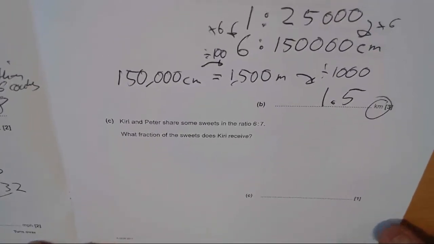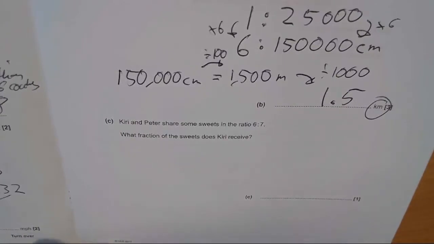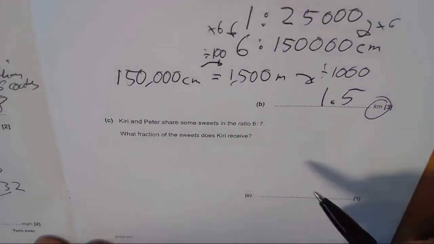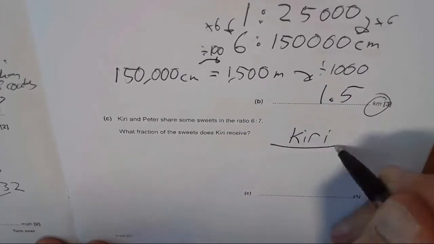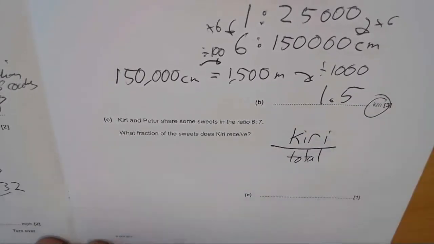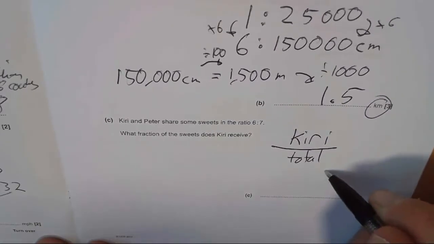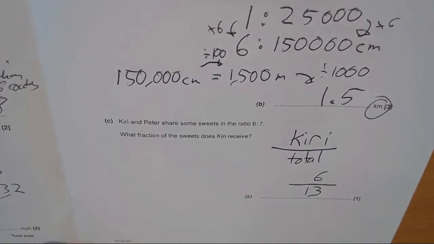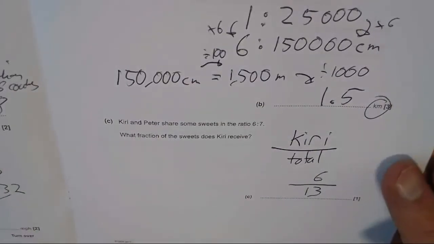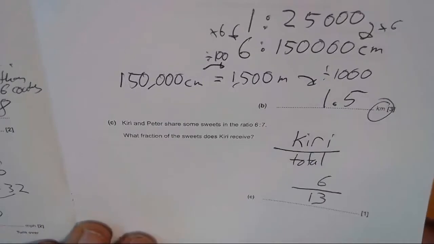Okay, next question. Kiri and Peter share some sweets in the ratio 6 to 7. What fraction does Kiri receive? Kiri gets the fraction hers out of the total. So hers is 6, the total is 13. There's your mark. Next question along. Let's turn over.